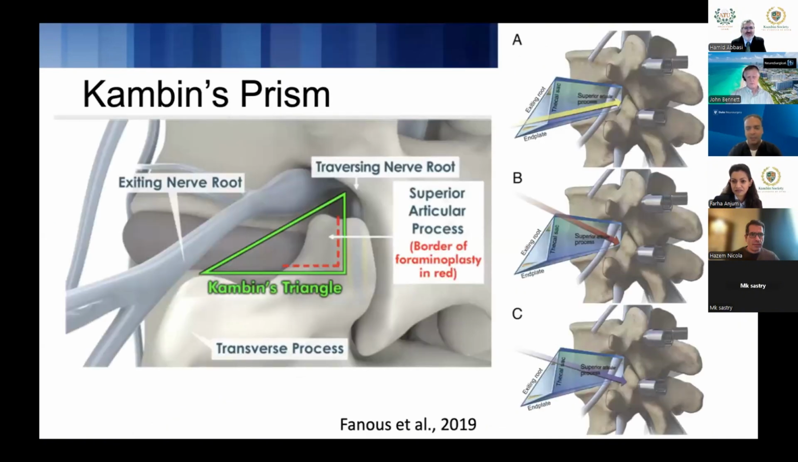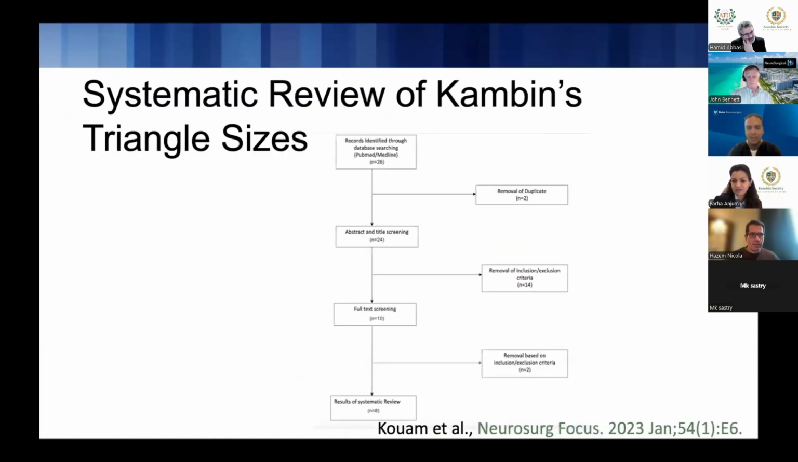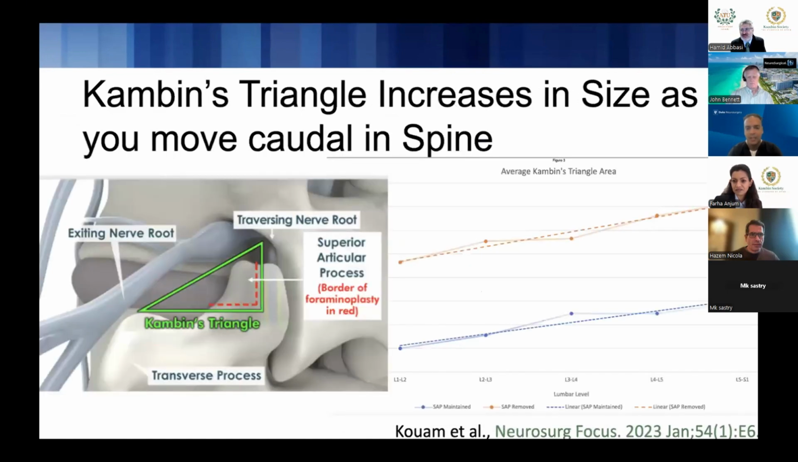I think that Dr. Wang in Miami have done a good job talking about it being a three-dimensional anatomical place, and it should be called more of a prism. We did this systematic review looking at Kambin's triangles, mostly using anatomical structures. And we found that as you go caudally in the spine, you'll find that the Kambin's triangle area increases. And then as our endoscopy folks will tell us, if you do a foraminoplasty and take off this part of the SAP, you can actually double the size of Kambin's triangle.